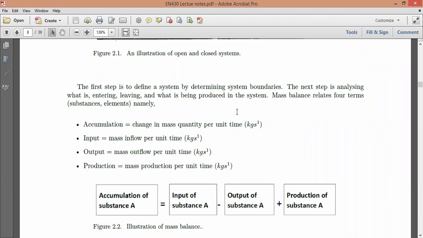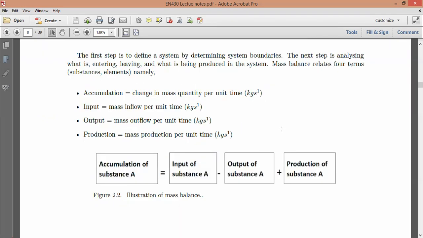So there's the term accumulation: change in mass quantity per unit volume, kg per second. Then there's input, which is the mass inflow per unit time. Then there's output, which is mass outflow per unit time. And then there's production, which is mass production per unit time.